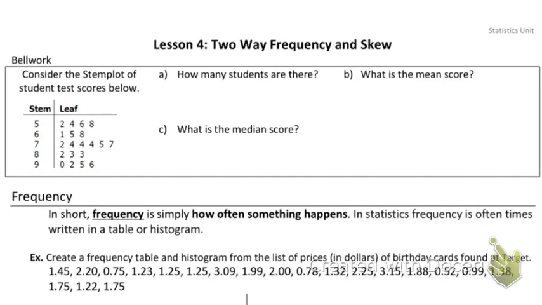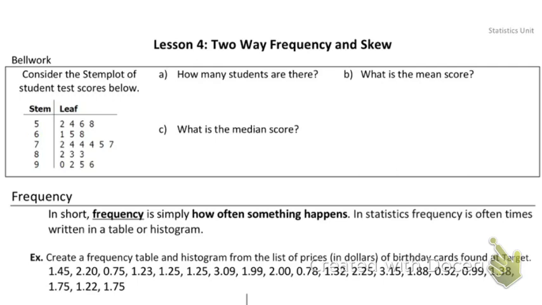We're going to just do the bell work together just to save some time since we are starting late and we have shorter classes. So let's talk about this first one. It says, how many students are there? How do I figure that out from a stem and leaf plot?